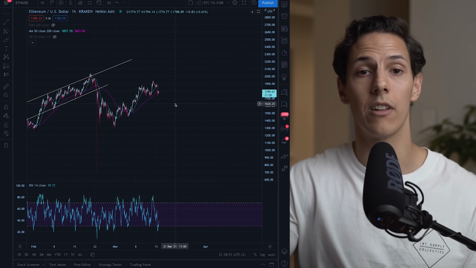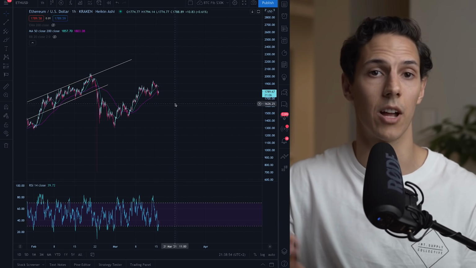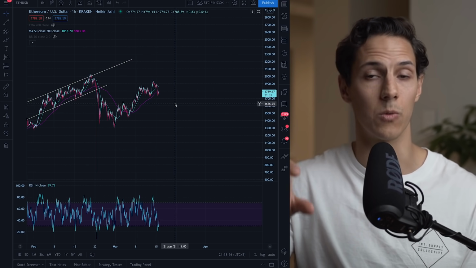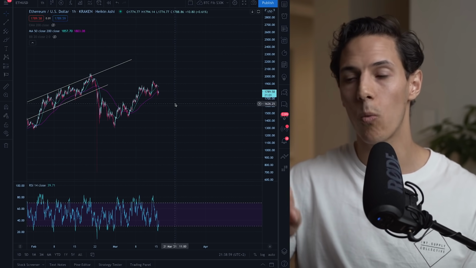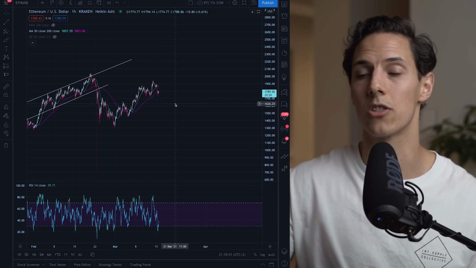In the short term, we have layer two protocols and layer two solutions that are coming in to solve some of these issues with Ethereum. But once that is solved, it'll give Ethereum another chance to run.